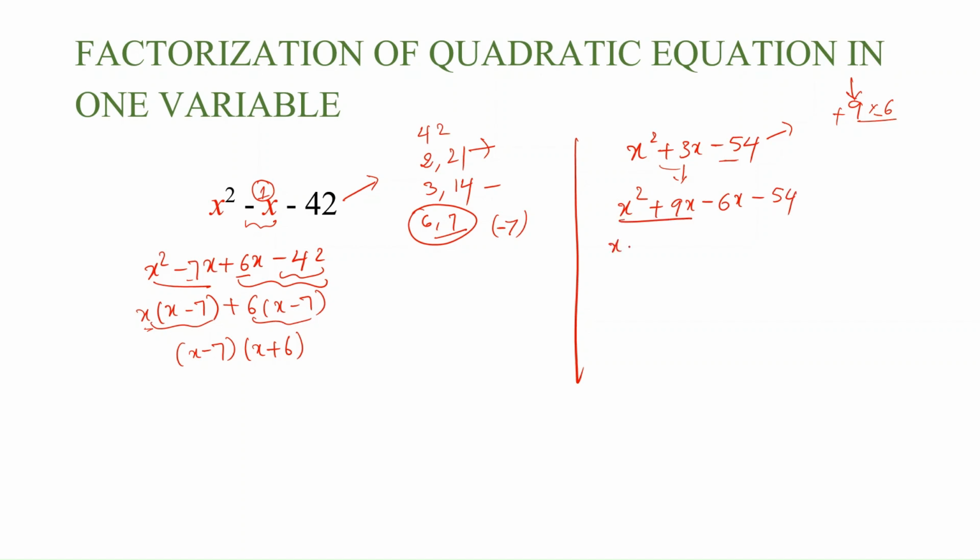From the first two, we'll take x common. From these two, we'll take minus 6 as common. Here minus we have already taken out, so we'll have plus 9. Now we can take (x plus 9) as common. That leaves x minus 6. So this can be factorized as (x plus 9) into (x minus 6).